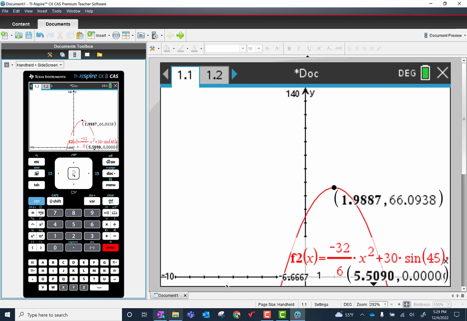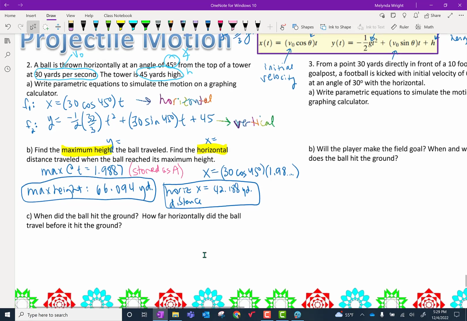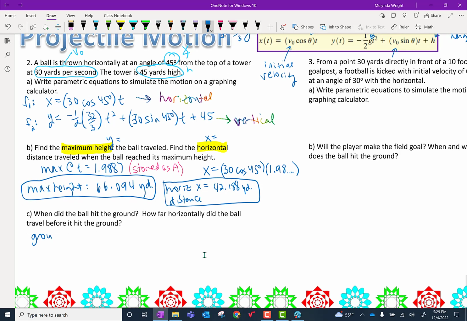So let's put some notes on our paper. When did the ball hit the ground? It was grounded at t equals 5.509 seconds. And I'm just putting a little note right here, I stored as B, just to remind myself. Okay, so what am I going to do? It wants to know horizontally how far it went. So horizontally means I need to use the x equal equation, and I need to put this number in. Okay, we can totally do that.